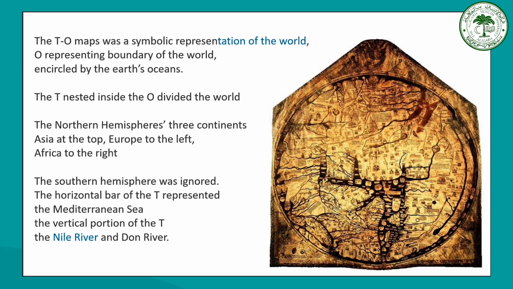The northern hemisphere had three continents in this map, if you look closely: Asia at the top, Europe to the left, and Africa to the right. The southern hemisphere was ignored because it was mostly dominated by water. The horizontal bar of the T represented the Mediterranean Sea, and along the vertical portion of the T they highlighted the Nile River and the Don River. That is the known world of that period, and the areas they wanted to highlight have been highlighted in this map.